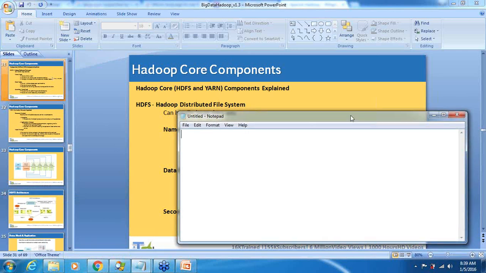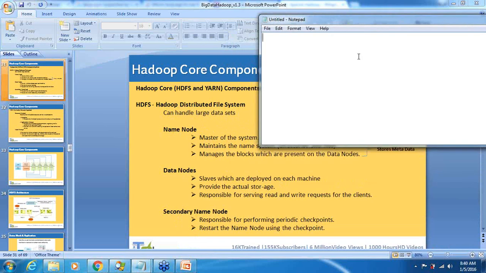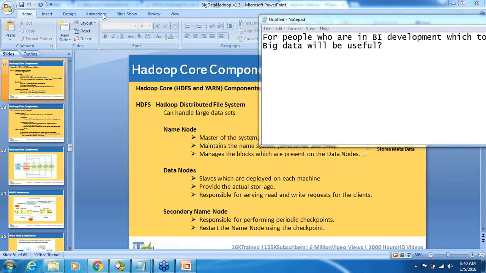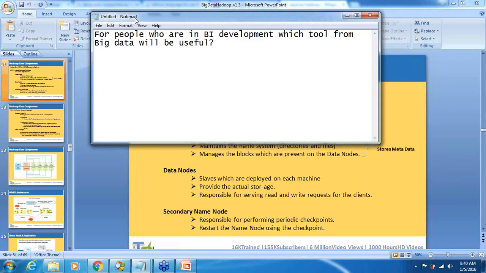I think the benefit of this tool is that all the questions I can view, but most of them you cannot. Let me do it this way. Hope everybody can see this notepad, right?